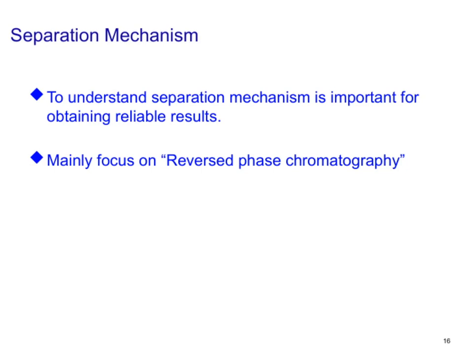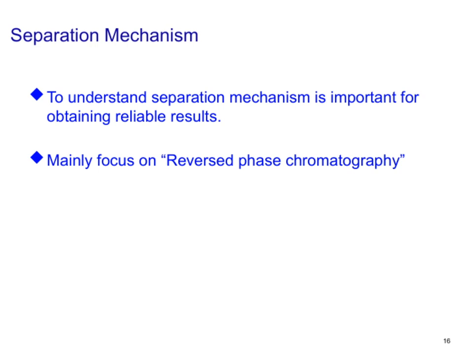Understanding the separation mechanism is really crucial if we want to obtain reliable and consistent results from our chromatography experiments. Today, I'll mainly focus on reversed phase chromatography, which is one of the most commonly used methods. The key idea here is that the separation depends on how well the analytes interact with the stationary phase versus the mobile phase. In reversed phase, our stationary phase is nonpolar, usually made of C18 chains, while the mobile phase is more polar, like water mixed with organic solvents such as acetonitrile or methanol.